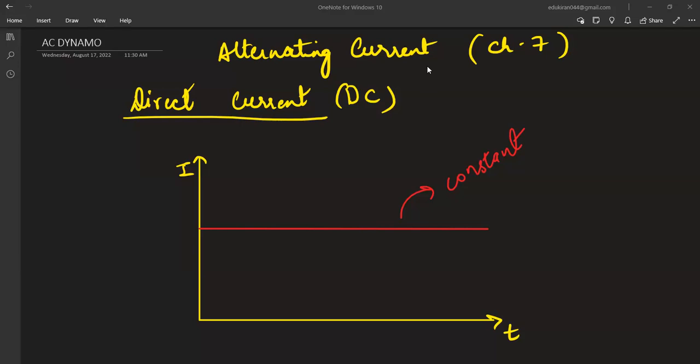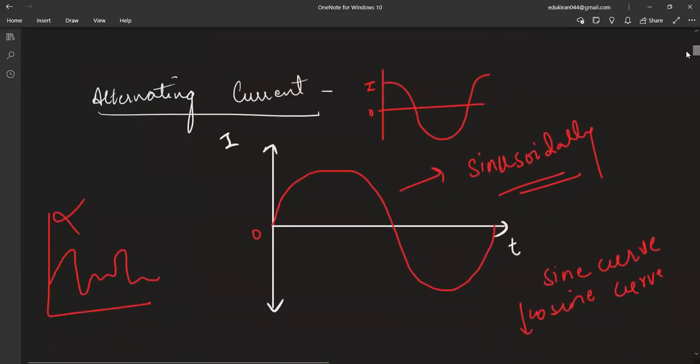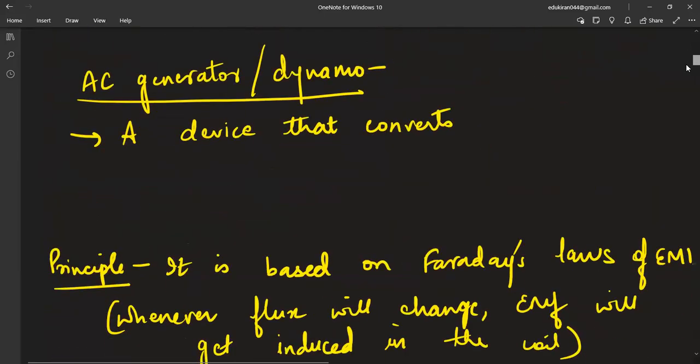In the last class, we had started with alternating current. I had told you the difference between alternating current and direct current. Direct current was a constant current, which you have been using. Like if I tell you I is equal to 3 amperes, that's direct. But if the current is varying, suppose I tell you the current is 3 sine omega t, that becomes an alternating current. So in alternating current, the current varies sinusoidally with time. Sine curve we have also seen.